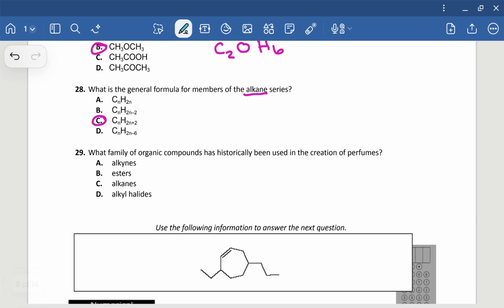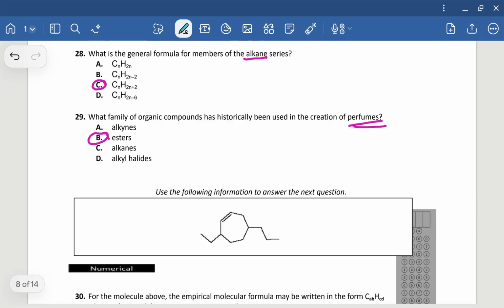Number 29, what family of organic compounds has historically been used for the creation of perfumes? So here we're looking for something that makes a smell, an odor, a scent, and that would be our esters.